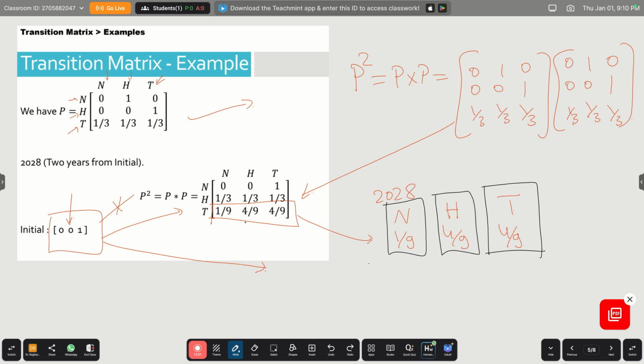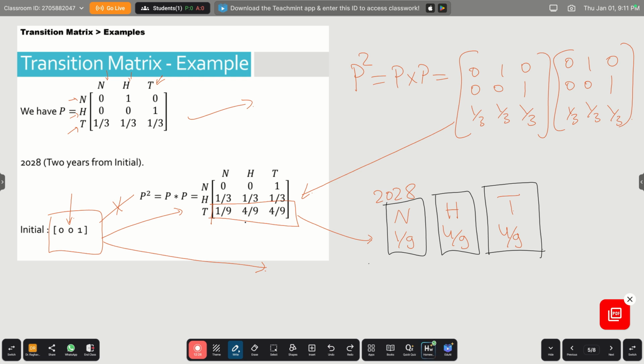Nissan has a very small chance. You have Toyota now, so again having Toyota you have 4/9, again having Honda you have 4/9 probability, but having Nissan is a little less, only 1/9. Similarly, you can answer any question after any number of years. You just need to see how many steps there are.